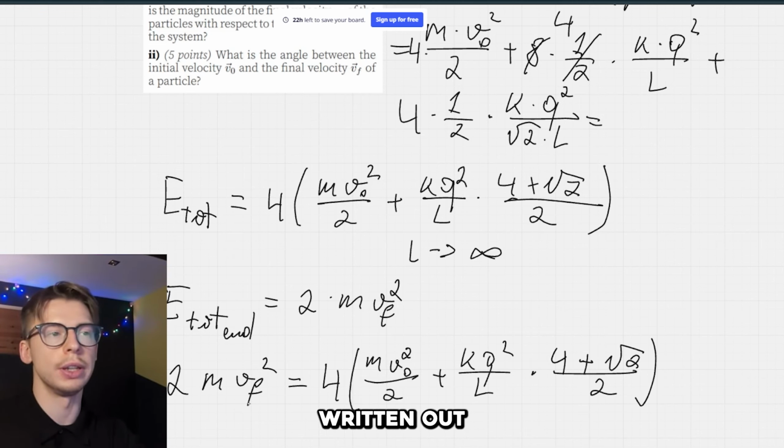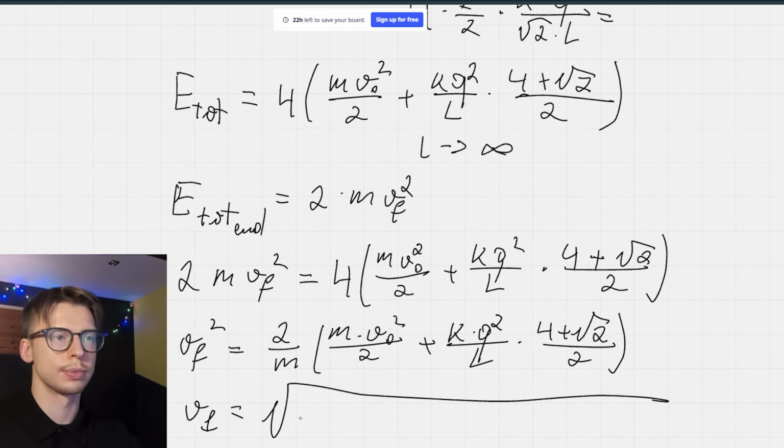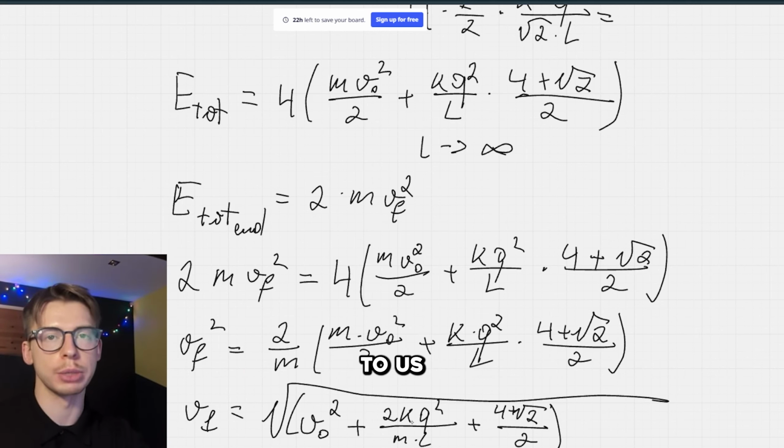Okay, now that it's written out, we just have to solve for the final velocity, okay? And it becomes just algebra. And this is the expression for our final velocity. Let's see if we have all the variables that were given to us by the task. So we have this initial velocity v_0 that's given. The charges are given, the mass is given, we know the distances at the beginning, and the rest of these are just constants and numbers. So that's our problem 1 solved.